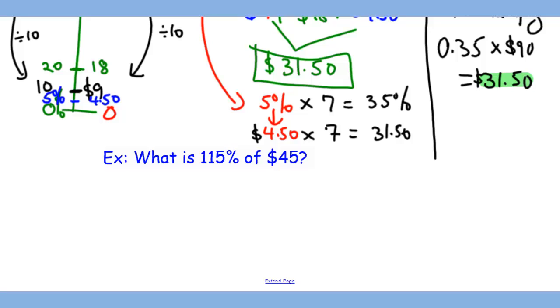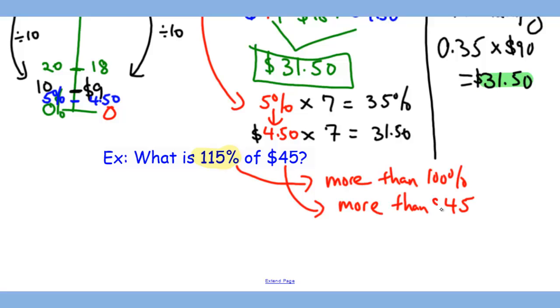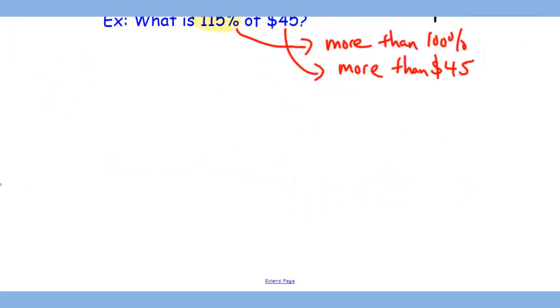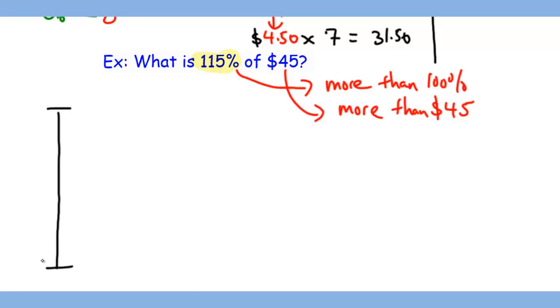Now, what if you want to find out how much is 115% of 45? You should know that 115% is more than 100%. That means you're looking for an answer that's more than $45. And let's start with a tape diagram again. And we will preset it with the 0% and 100% right here. And 0% is nothing, so 0, and 100% in this case is the $45 for this question.